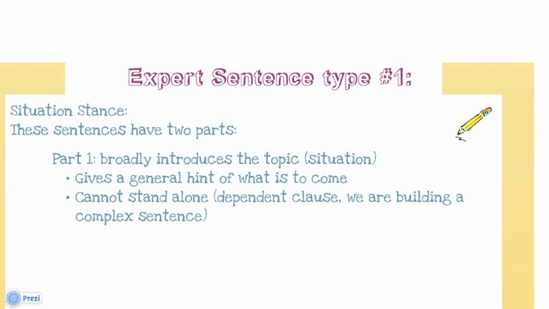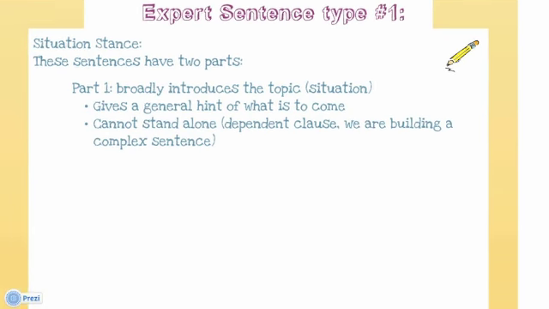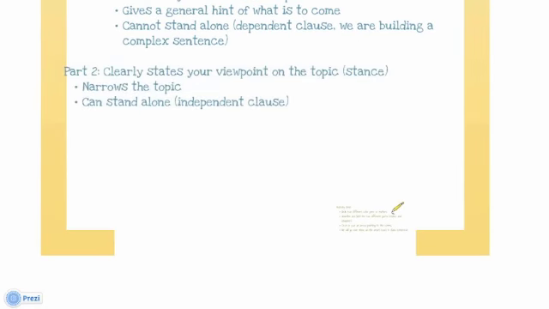It can't stand alone, so it's a dependent clause. We're building a complex sentence here, so this is not a complete thought. The second part clearly states your viewpoint on the topic, so it narrows it down. And again, this actually can stand alone. So this is an independent clause.